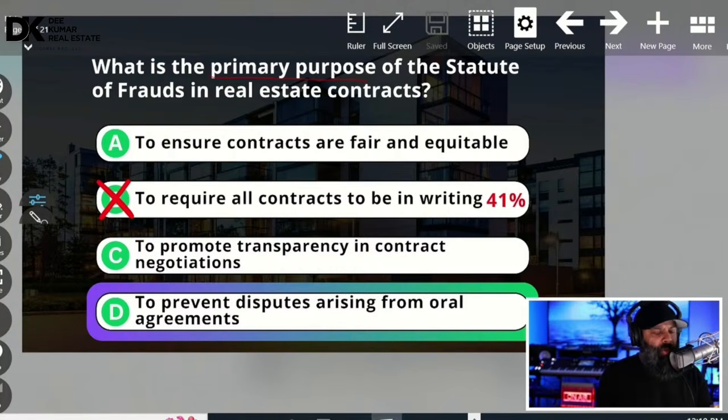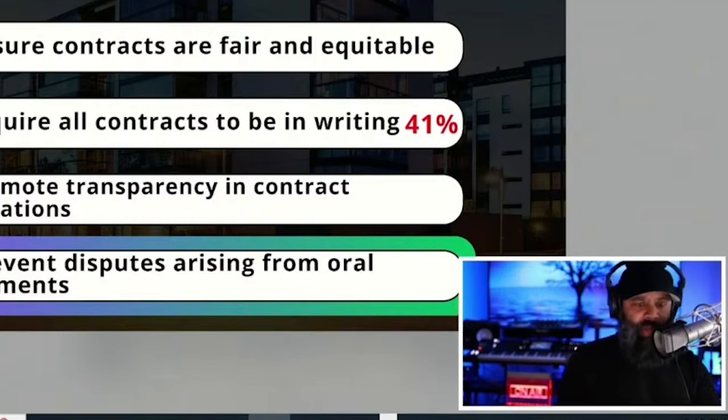So to prevent disputes arising from oral agreements was the primary purpose, and the ultimate intended consequence is that most contracts, especially in real estate, have to be in writing in order to be enforceable. So per the statute of frauds, however, to prevent disputes from arising from oral agreements.